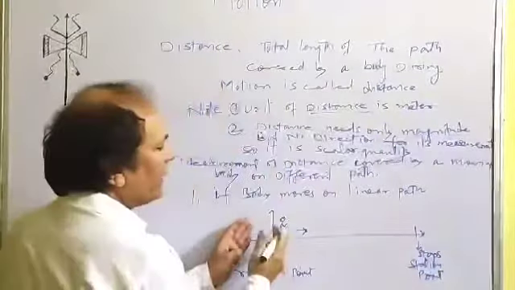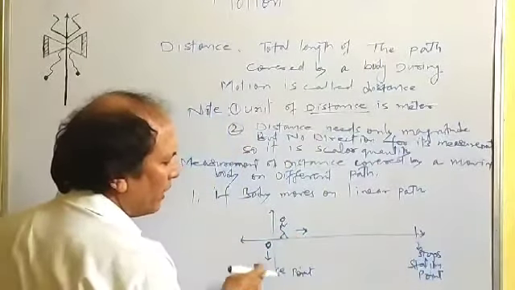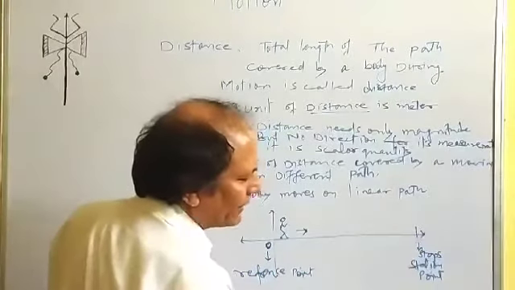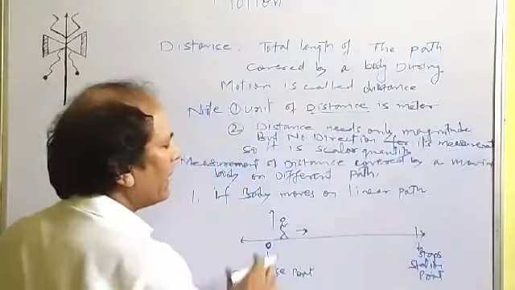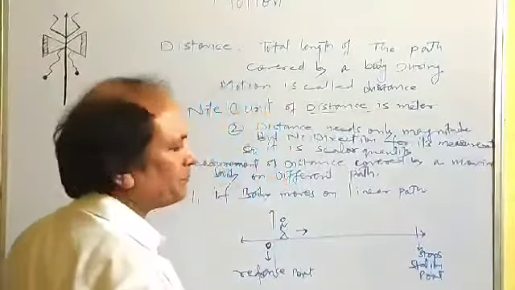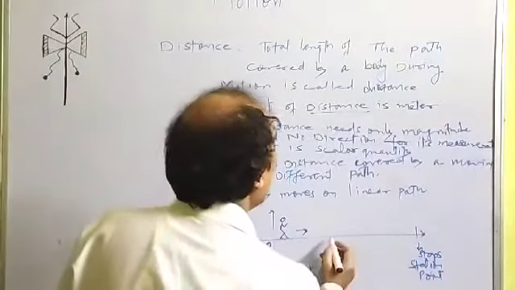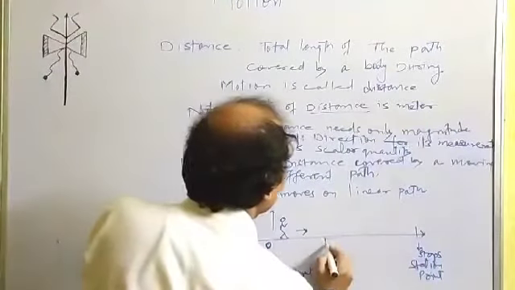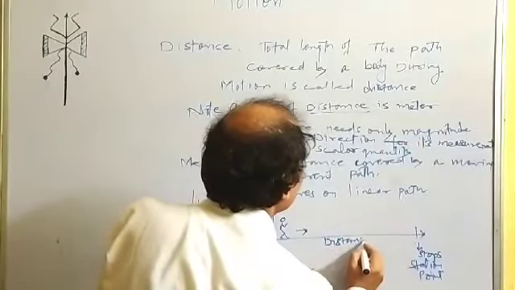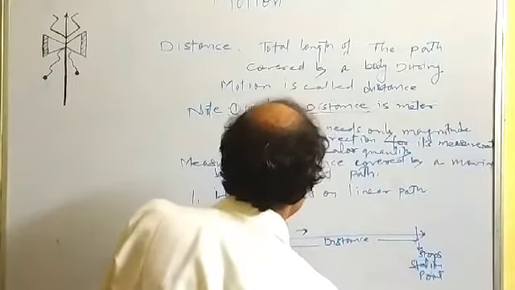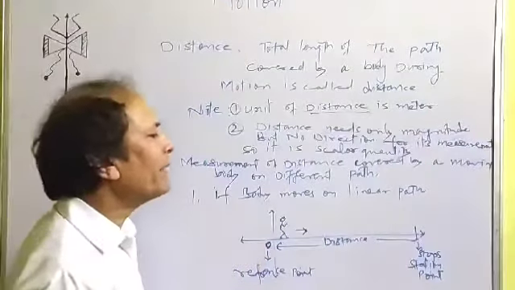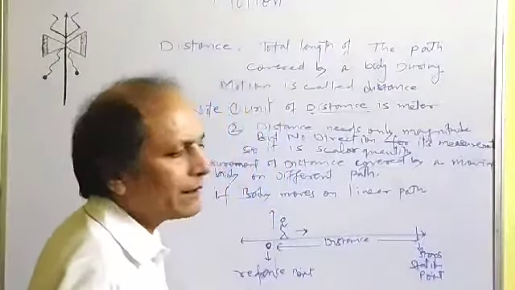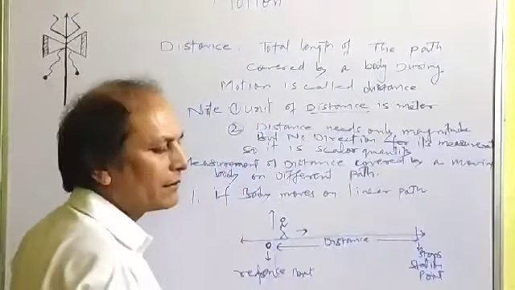So the length between the reference point and the station point will be the distance, and it will be measured this way. This part it covers, it goes from here to here, so that is the distance. Suppose this distance is 5 meters, 10 meters, 2 kilometers, 5 kilometers, etc. We may measure it directly.